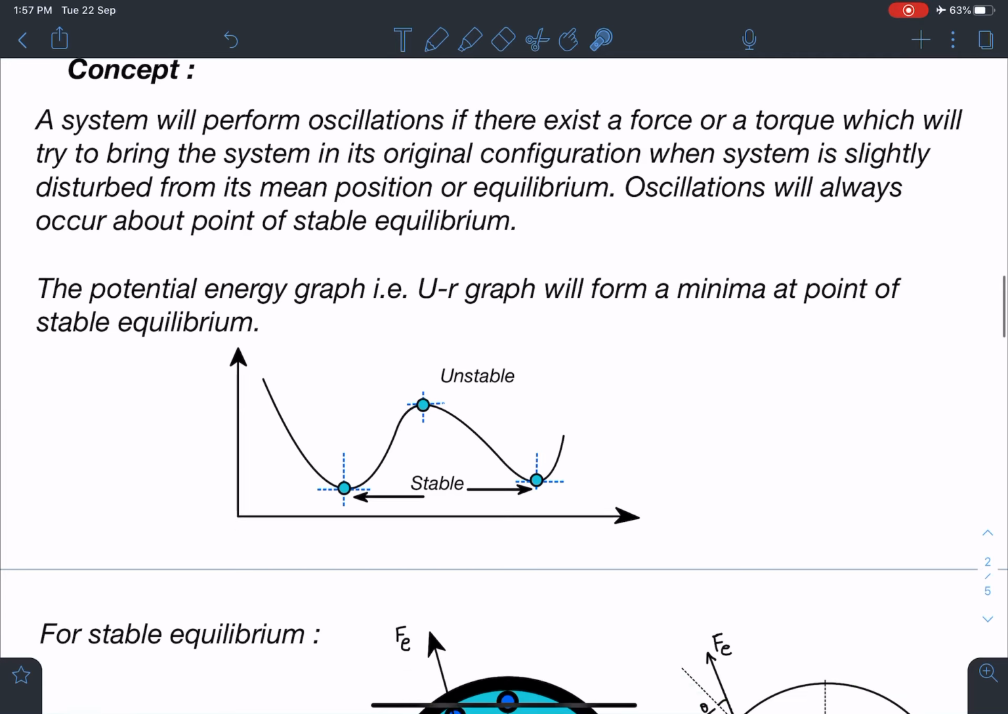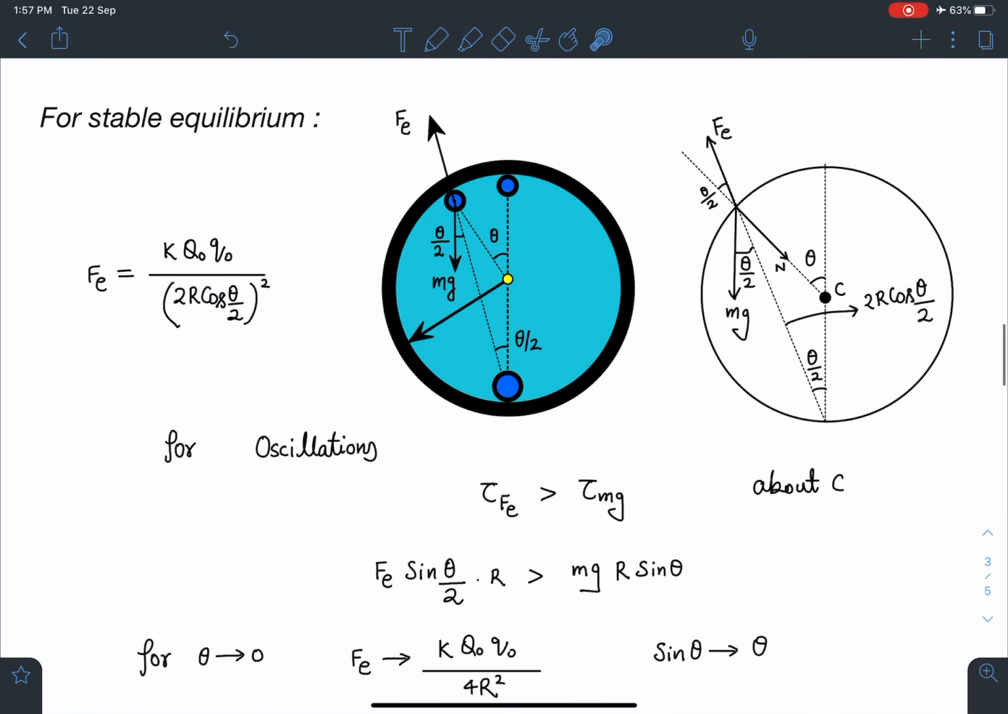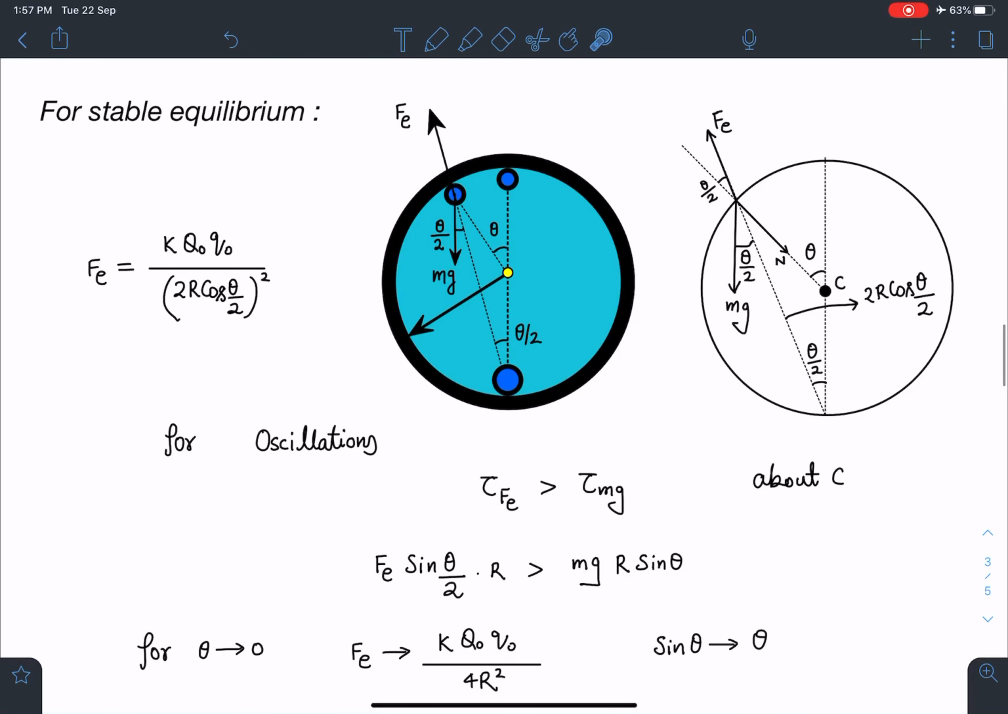So let's find out the condition for stable equilibrium in this case. When I'm slightly disturbing this charged particle by an angle of theta from its equilibrium, you can see here the forces which are going to act on this. One is mg on this charge, another one is the repulsive force F electric, and another one is the normal reaction from the track. It should be acting in this direction. I have taken it in this diagram, but here I have forgotten. It's okay. So normal reaction is also going to be present here.